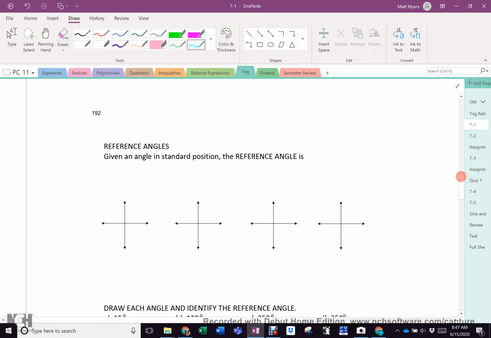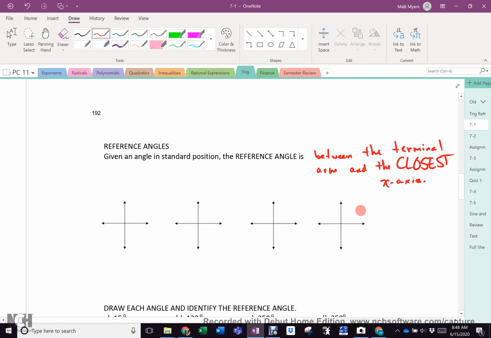Now, the reference angle is a little trickier. The reference angle is between the terminal arm and the closest x-axis. So, given an angle in standard position, the reference angle is between the terminal arm and the closest x-axis.